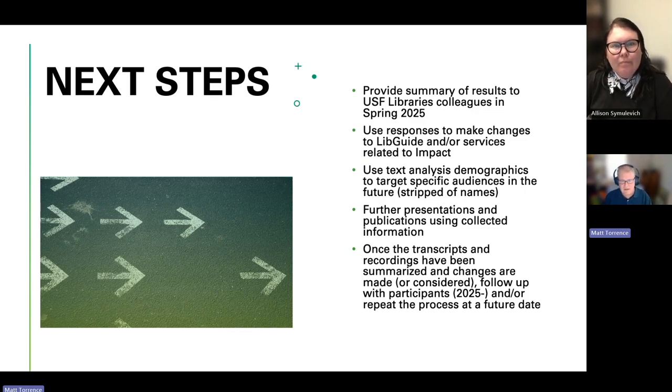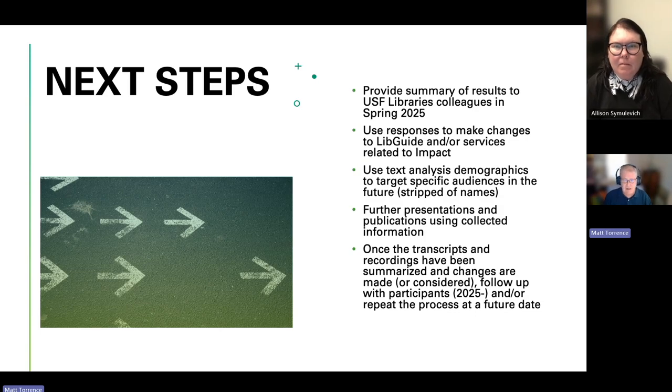As we've alluded to, we're going to use this also to make changes to our LibGuide, which was linked in the messages and is something that if you just search USF Libraries Impact, it'll come up on Google. It kind of encapsulates all the resources we have and divides them up into different groups. So, if you're looking for article information, author profiles, book metrics, whatever it is, we have different tabs for each of those, as well as things we link out to that are related but not as core to this, like open access and predatory publications.